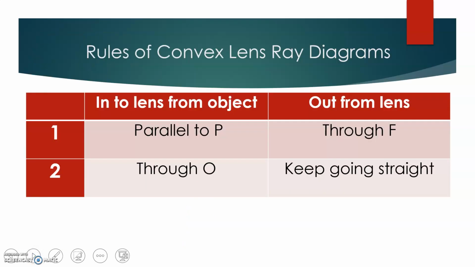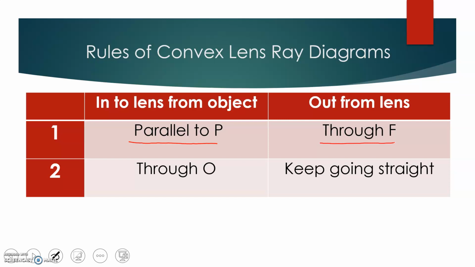So looking at the steps, again, we're going to be using these same steps to draw the ray diagrams, but this time it's going to be for a convex lens. Into the lens, we have parallel to P. So very similar to mirrors, our first ray is going to be parallel to P. What's different about lenses and mirrors is it's not going to reflect back. It's going to go through the lens because light goes through a lens. So instead of reflecting back, it's actually going to go out of the lens through F. So we're going to show you an example of how that is going to look.